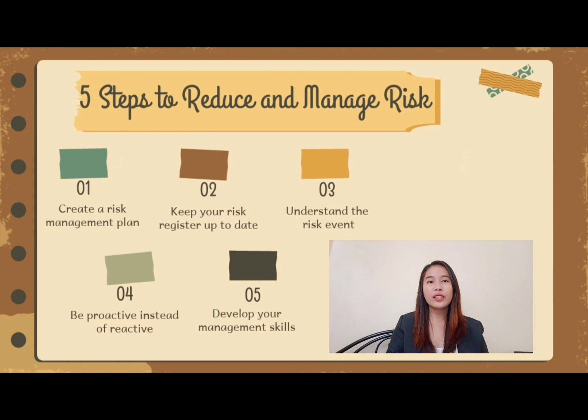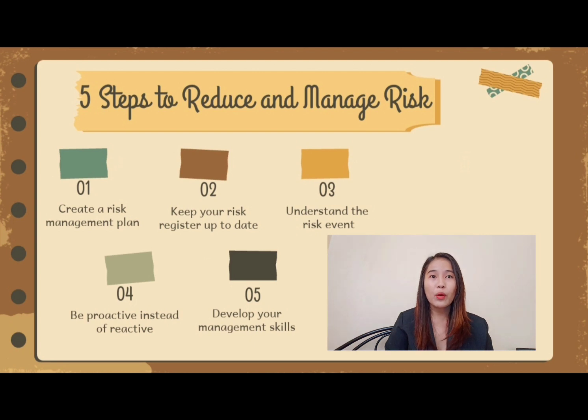Number 3 is to understand the risk event. A common mistake in risk management is the tendency for people to think about risk in terms of the possible outcomes rather than the risk event itself. For example, people sometimes identify missing the deadline as a risk to their project. While missing the deadline is certainly a threat to the project, this isn't actually the risk, but rather the impact.